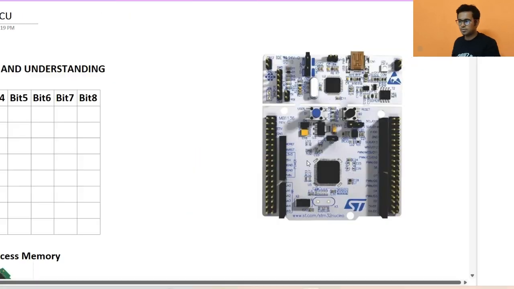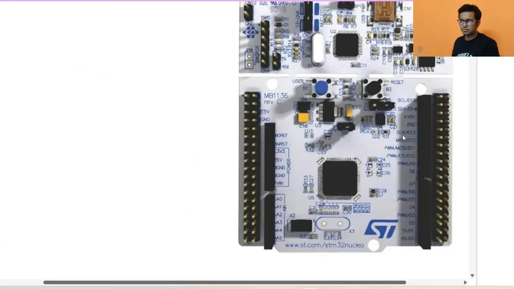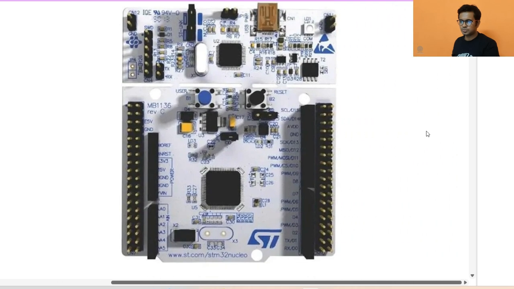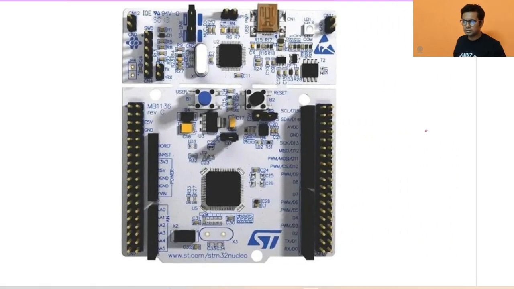Okay, now let's focus on this. This is the board which I was showing you. Okay, so these are the hardware pins. These are the pins, these are the pins. You can see here it is written as D5, D4, like that. So these are the pins which you can control using the microcontroller. Now let's understand the various parts of this microcontroller.